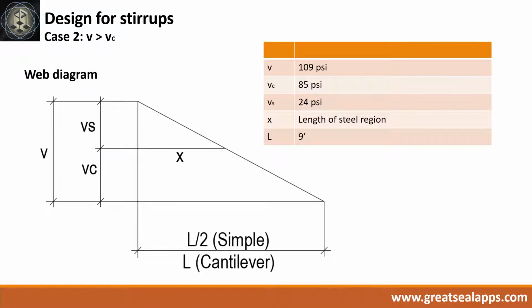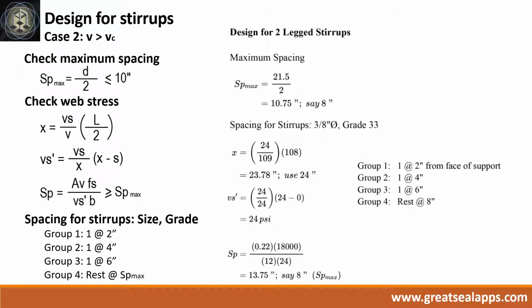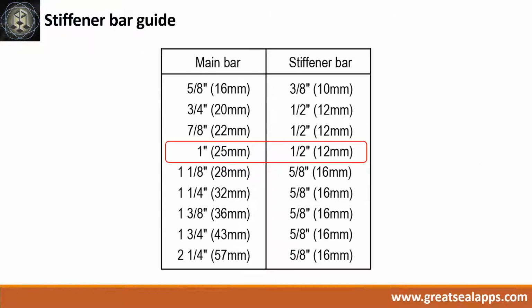The design shear stress is 109 psi, and concrete capacity is 85 psi. Additional stress capacity from steel is 24 psi. Maximum spacing is 8 inches. For stirrup design, the steel region is 24 inches, web stress is 24 psi, and initial spacing at 13.75 inches. The stirrup spacing are as follows: 1 at 2 inches, 1 at 4 inches, 1 at 6 inches, rest at 8 inches. For 1-inch diameter main bars, use half-inch diameter stiffener bars.